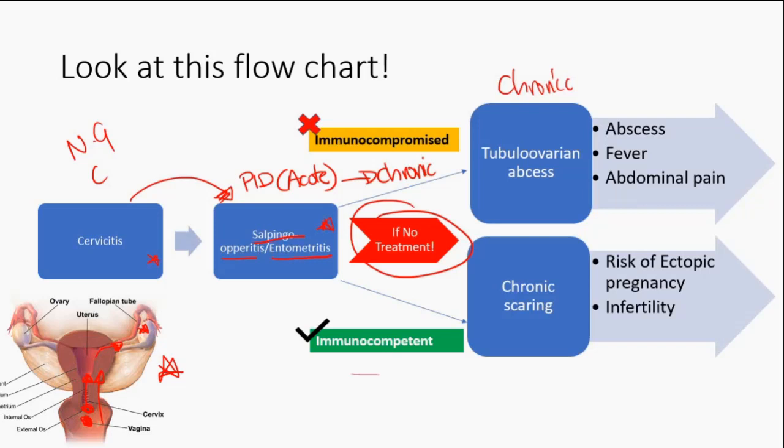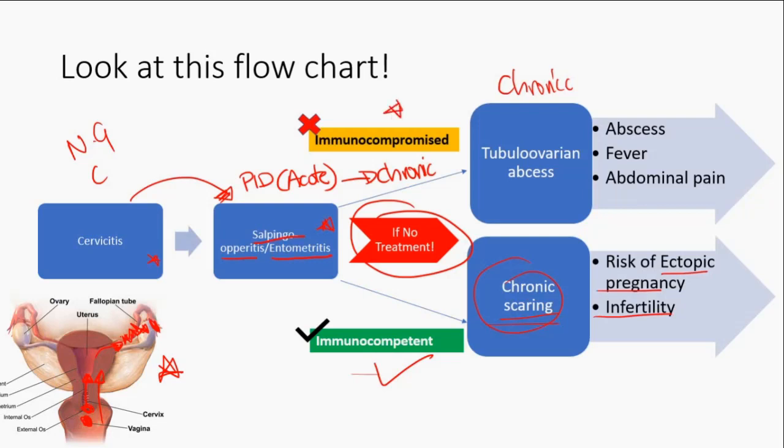If the patient has a working immune system, so his white blood cells are strong and able to fight off the infection, then you'll get chronic scarring. Remember that chronic inflammation can lead to scarring because there'll be a lot of damage to the tissue around it, so there'll be a lot of fibrosis. So it makes sense that you get chronic scarring of the anatomy, normally of the fallopian tube and possibly even the ovaries as well. And logically, this can therefore lead to a risk of ectopic pregnancy or infertility.